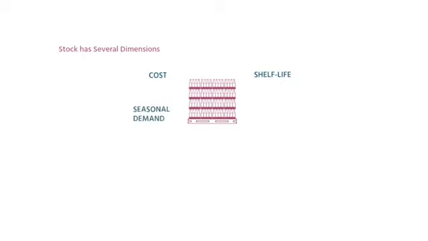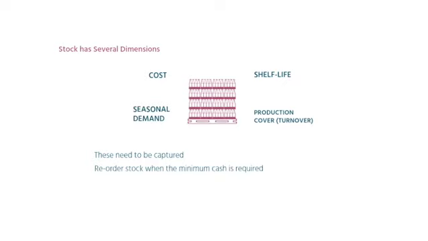And stock has several dimensions: the cost, the shelf life, the seasonal demand, and how much production cover the stock will provide for versus the lead time for replenishment or turnover. Although these cannot always be captured in management information, they do need to be captured. For example, running the business efficiently will mean having enough stock to cover the period of planned demand and production. Therefore, the optimal moment to reorder stock means that the minimum amount of additional cash is required to order again, to avoid an out-of-stock position.